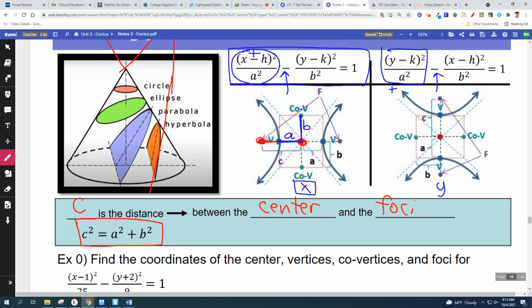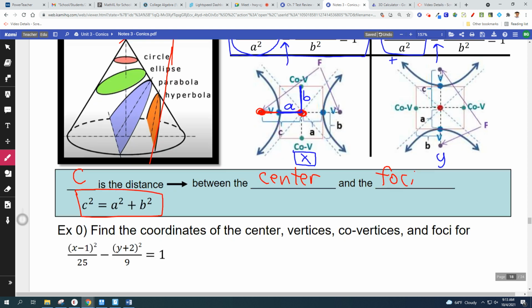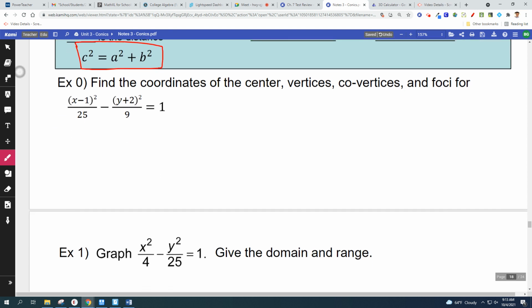All right. So you're going to look at an example like this example 0, and you should immediately see that this one's going to be oriented in the x direction because the x part is positive and the y part is negative. All right, so as soon as I see that minus, I know it's a hyperbola, not an ellipse, because the equation looks an awful lot like an ellipse. If I made that into a plus, now it's an ellipse. But it's not a plus, it's a minus. That's how I know it's a hyperbola. It's going in the x direction.